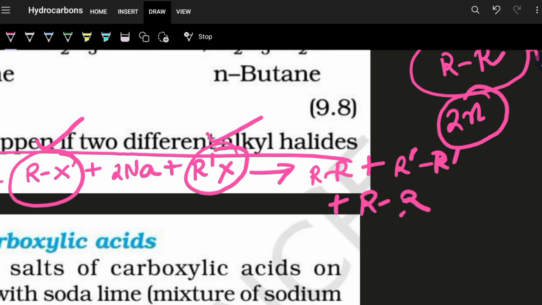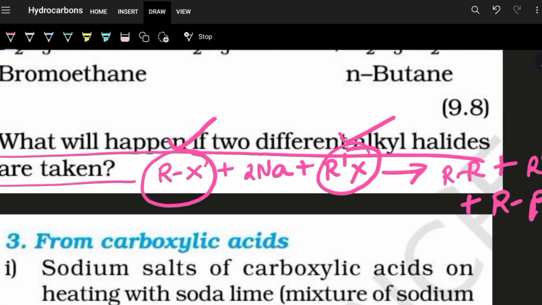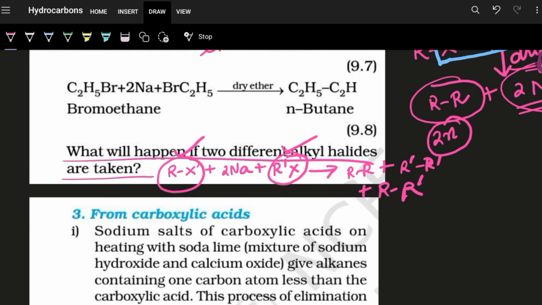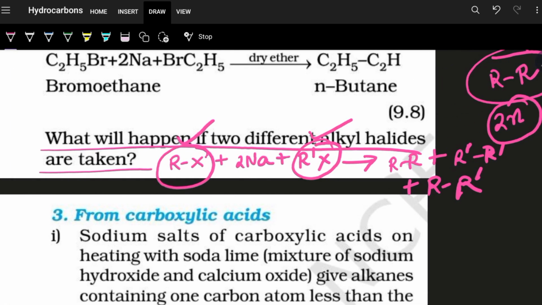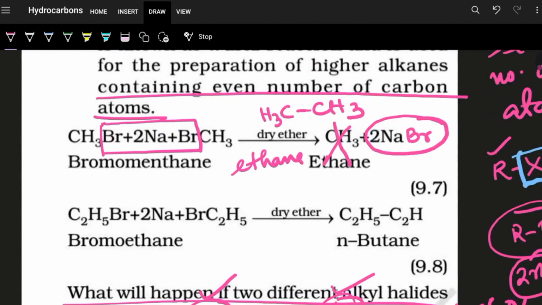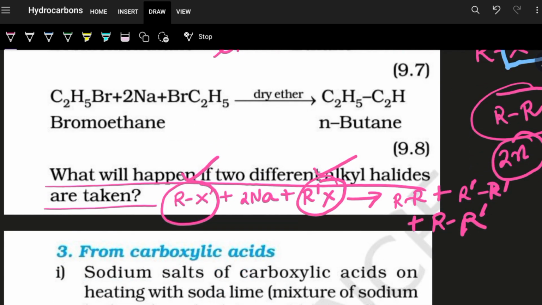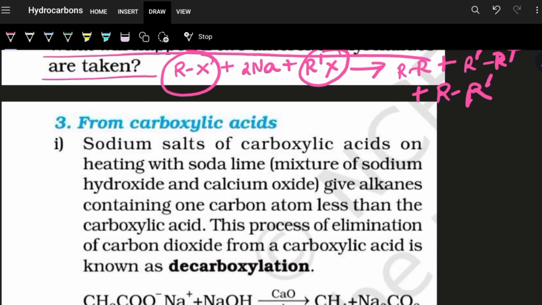So you will actually get a mixture of products, not one product, and not with a good yield. So the Wurtz reaction is not suitable where you start with 2 different types of alkyl halides. The Wurtz reaction always uses 2 moles of the same alkyl halide. If we take 2 different alkyl halides, we get a mixture of alkanes.